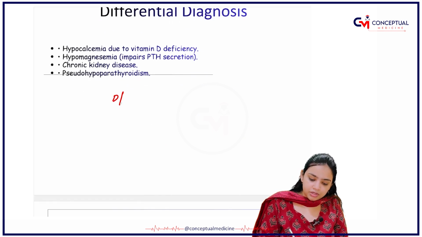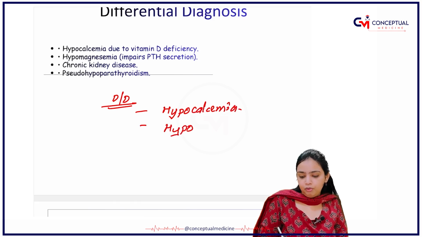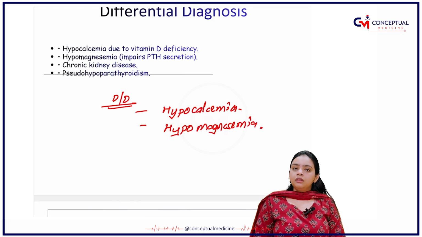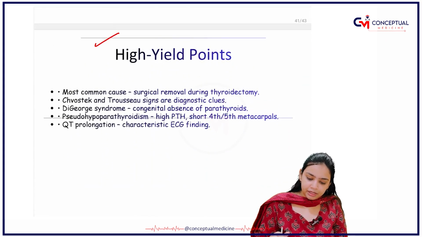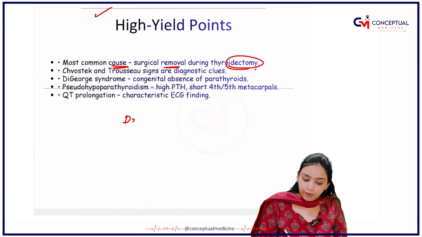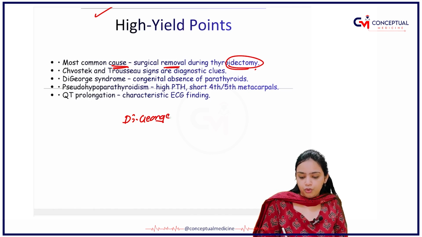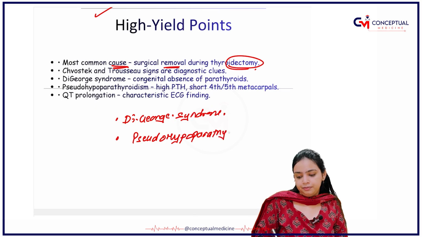What are the differential diagnoses? I am able to see that there will be hypocalcemia, then there will be hypomagnesemia. These are the differential diagnoses. Okay guys, this is your high yield table. The most common cause is surgical removal during thyroidectomy. Then you have something called DiGeorge syndrome. Then remember about pseudohypoparathyroidism.